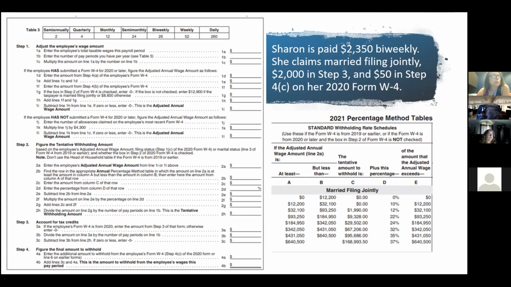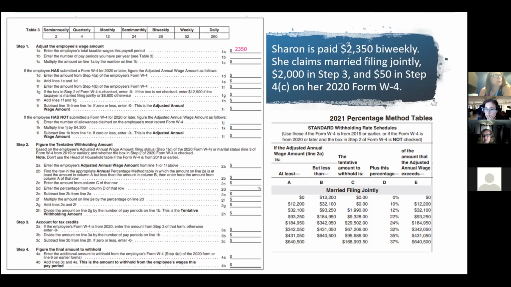So step 1, line 1A, we're going to enter the employee's total taxable wages this payroll period. They didn't tell us she had any pre-tax deductions, so we assume she doesn't have any. So what we're going to put on that line is simply her wage of $2,350. Line 1B, we're going to enter the number of pay periods you have per year.